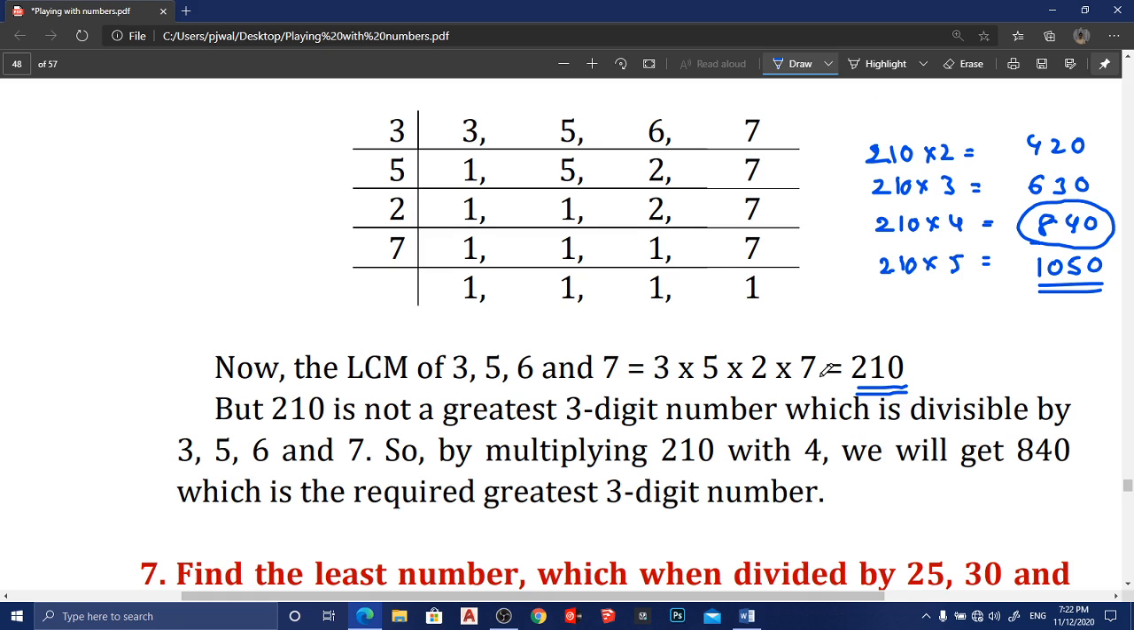So like that you have to find. First you find the LCM, and for that LCM you take the multiples until you get the greatest three-digit number. By multiplying with 5 you are getting a four-digit number, that's why you have to stop here and take this one only. So 840 is the greatest three-digit number divisible by the given numbers.